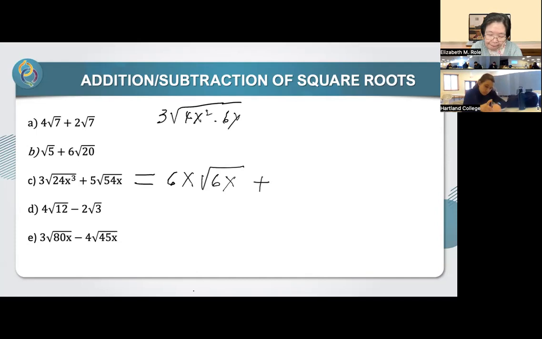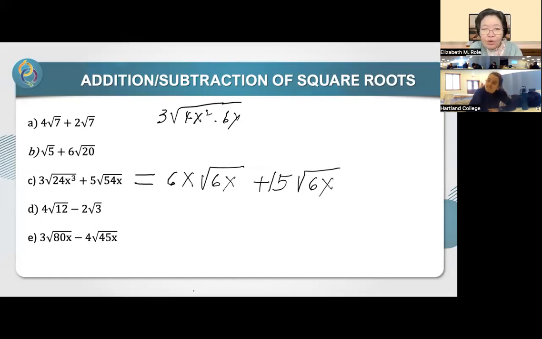Now, the second one is 5 times the square root of 54. 54 is 6 times 9, right? So 54 is 6 times 9. So take out the square root of 9, which is 3. So 5 times 3 is 15, right? The square root of 6x. What remains inside is 6x. My question, can you add them?